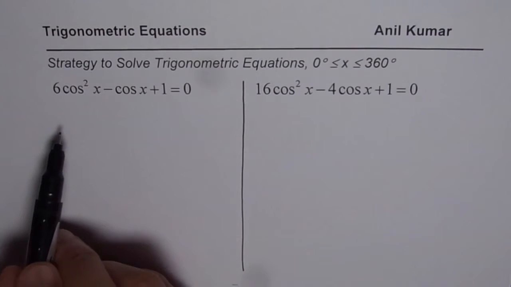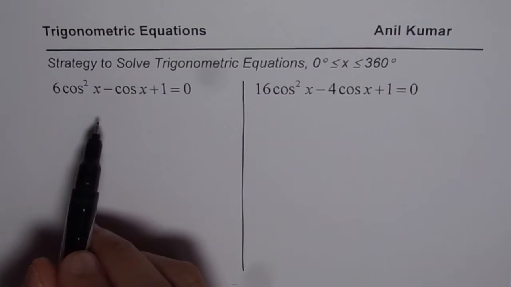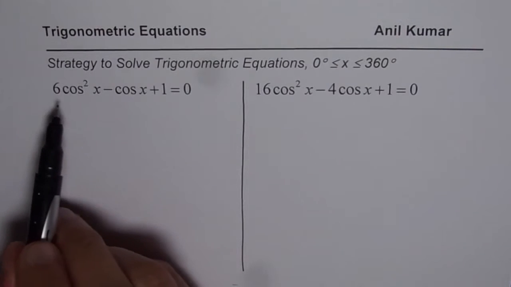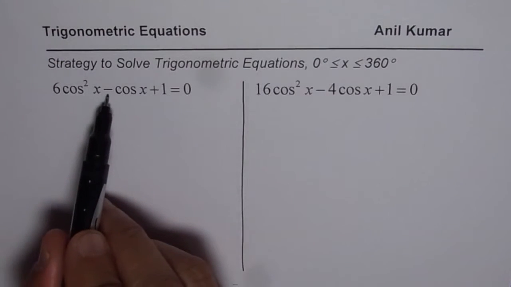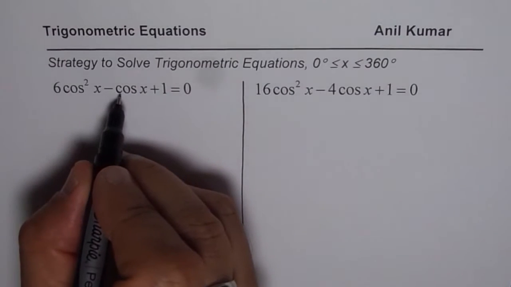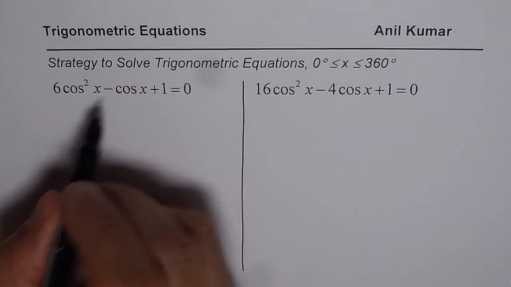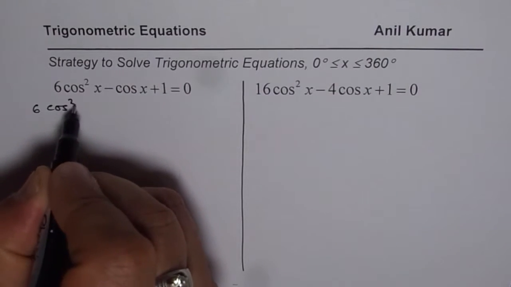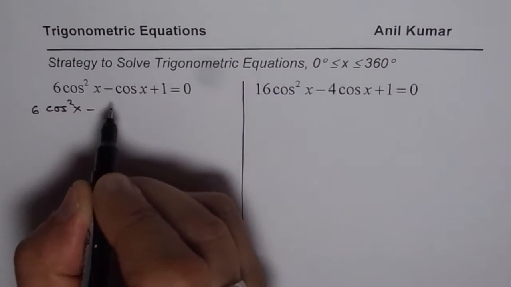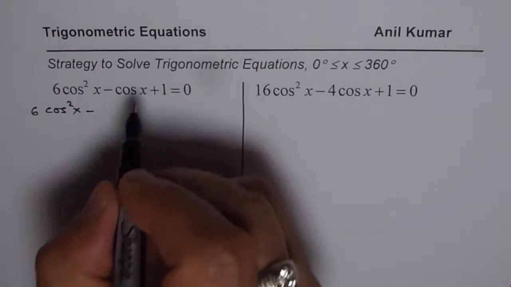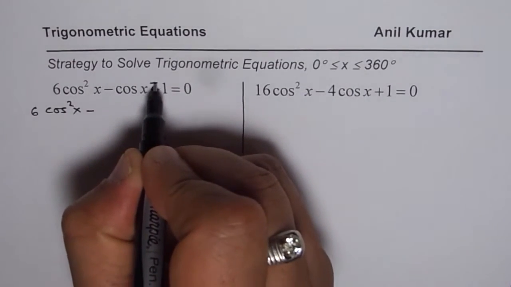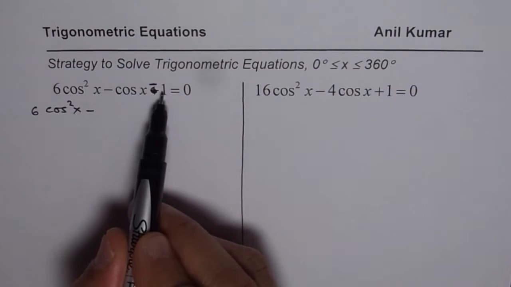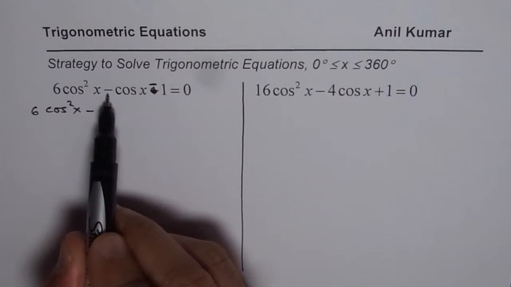equals to 0. This trigonometric equation is in quadratic form, which we can factor. We are looking for product of plus 6, sum of minus 1. So we can write minus cosine x as, we'll just write it down. We have 6 cos square x, that could be written as 3 times 2. Now let me correct this question. It should have been minus 1 here, right?